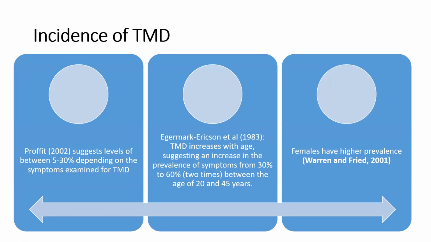Going to the incidence of temporomandibular disorders, according to Proffit, this generally includes 5 to 30%, depending upon the symptoms. According to Egermark and Eriksson et al. in 1983, temporomandibular disorder increases with age, suggesting an increase in the prevalence of symptoms up to 30 to 60%, that is 2 times between the age of 20 to 45 years. And according to Warren and Fried, females have a higher prevalence of temporomandibular disorder than males.